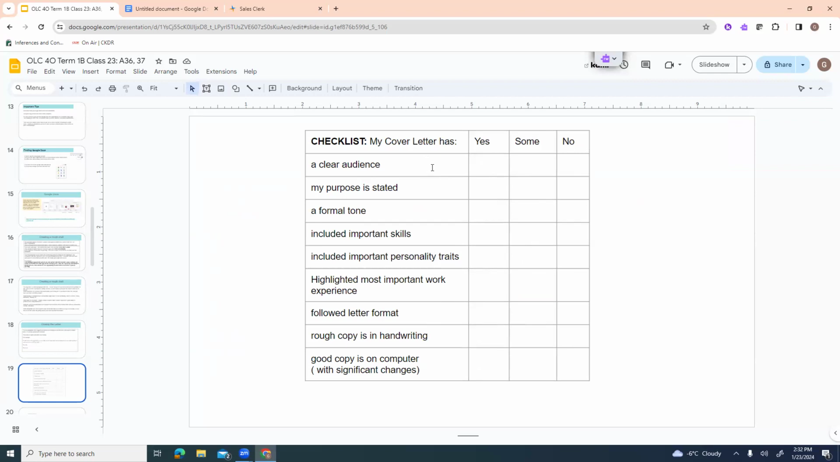Do you have a clear audience? You've got a clear idea who you're sending this to. You've stated your purpose very quickly, probably in the first sentence. You've written in a formal tone. You've included your important skills, included your important personality traits.